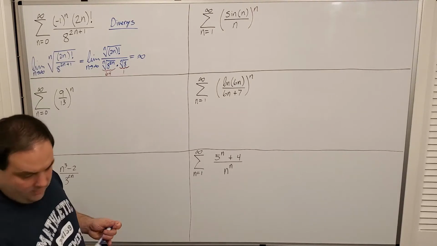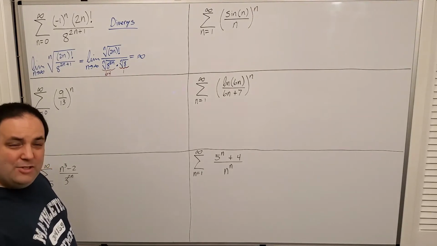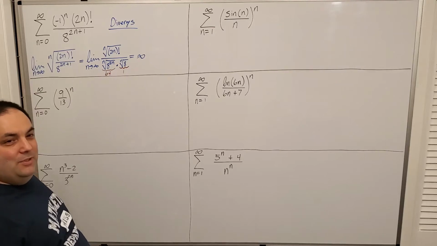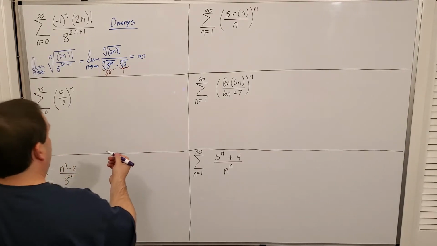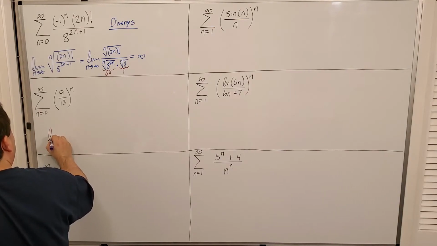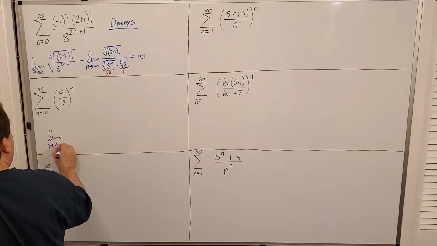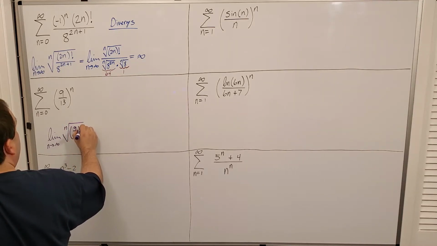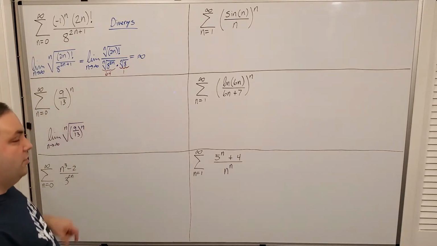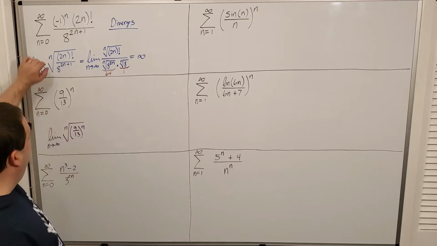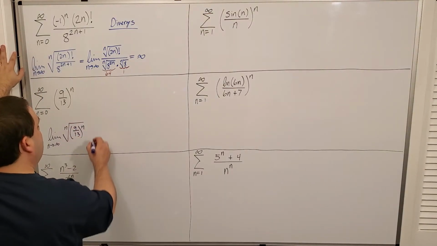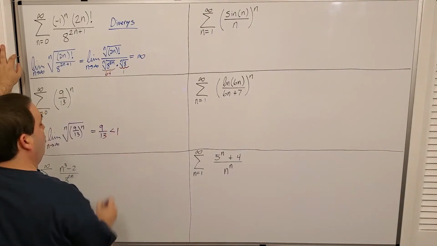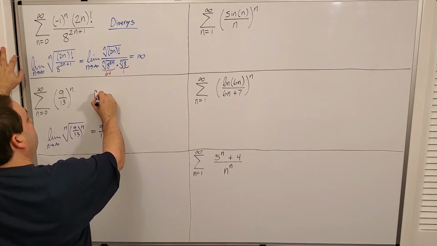Okay, next, I have a geometric series, right? We already know this converges. Watch what happens when I use the root test to prove it too. If I take the limit as n goes to infinity of the nth root of 9/13 to the n power. It's already positive, so I don't need the absolute value. Nth root n power, the only thing left is the 9/13. I get 9/13 as the answer, which as we know is less than 1. Therefore, we can say converges.